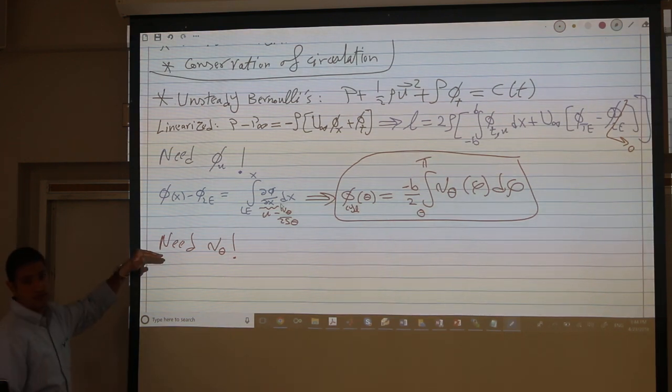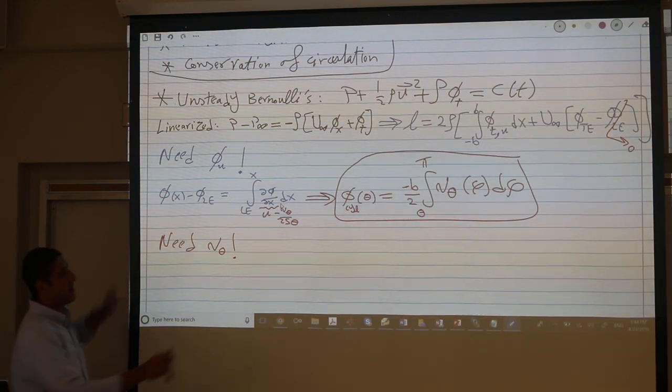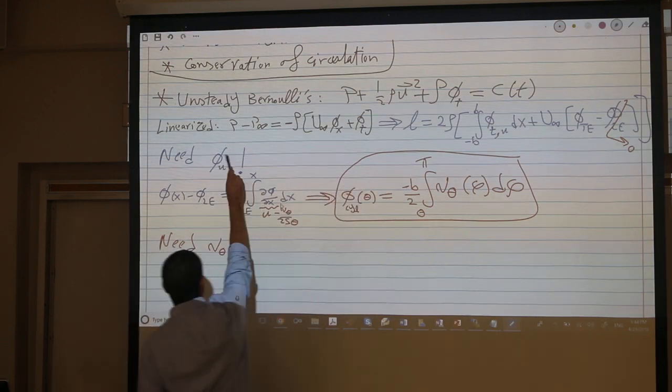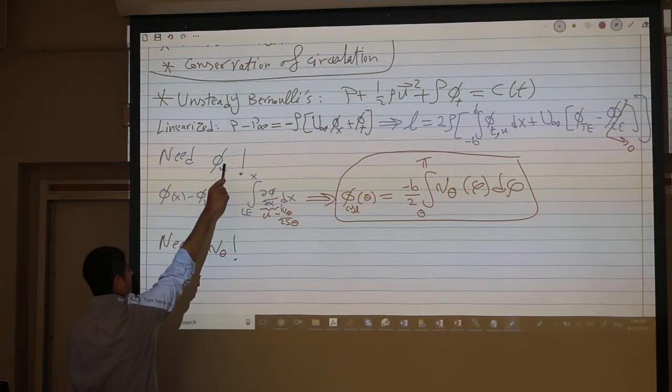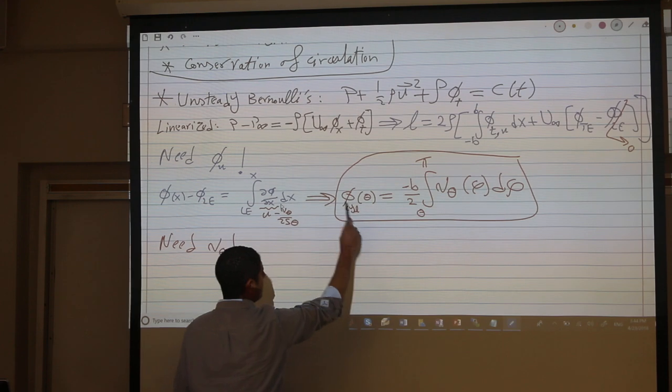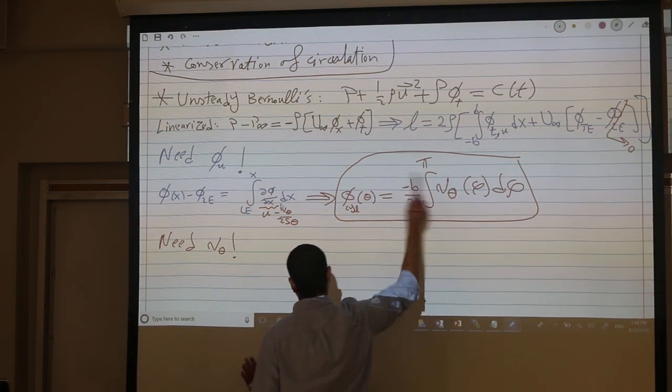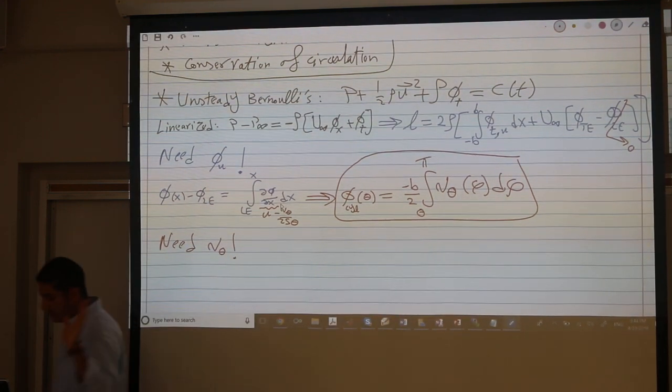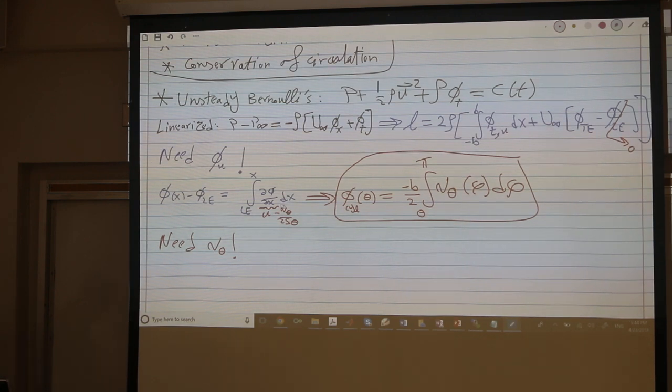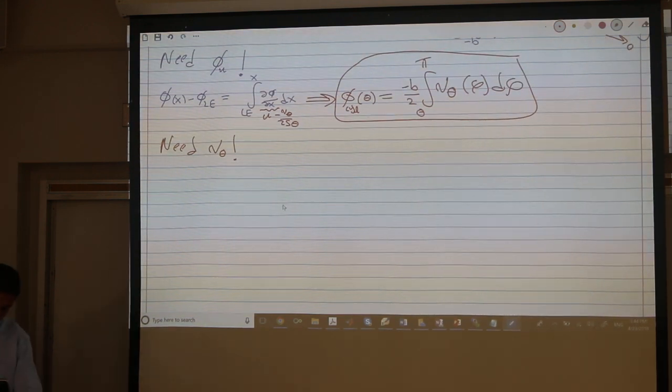So any question? So here is the hierarchy. We need the lift. For the lift, we need phi on the upper surface, the velocity potential. We just wrote phi on the upper surface in terms of the tangential velocity on the cylinder. So just give me v theta, I'm done, okay? If you give me v theta, I'm done.